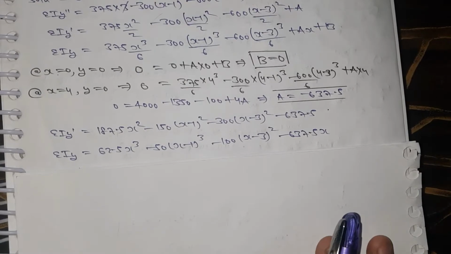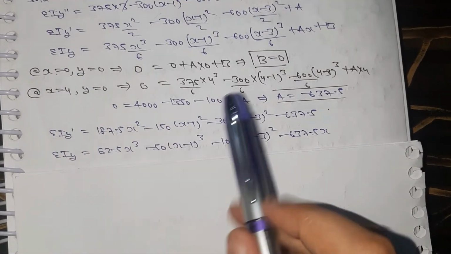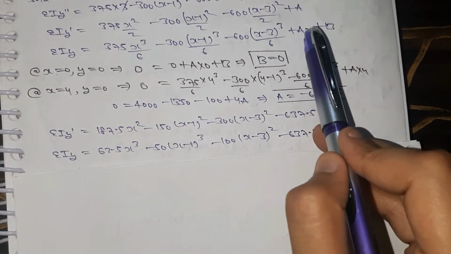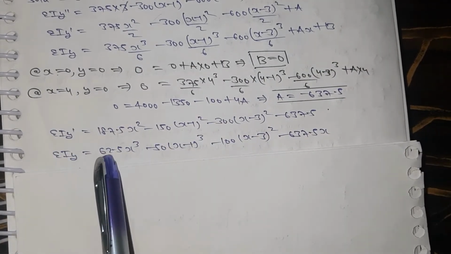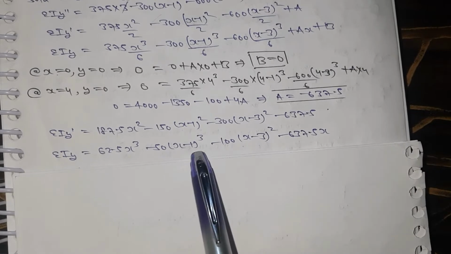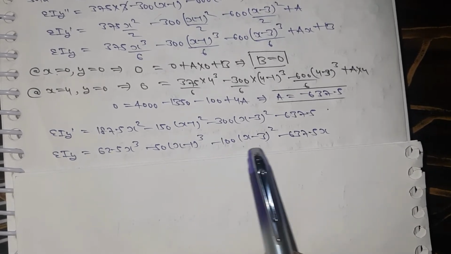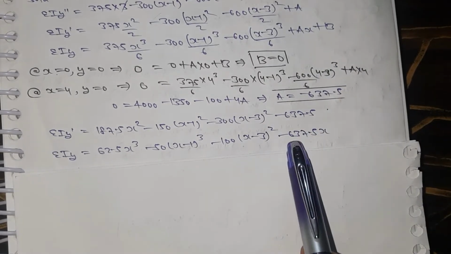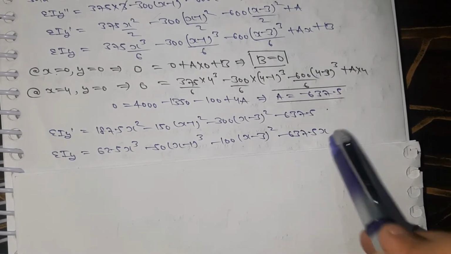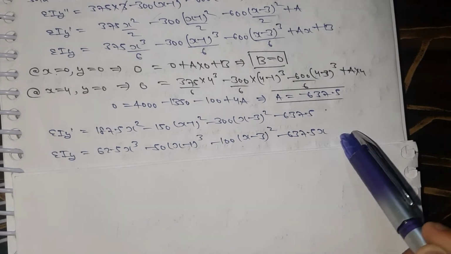Now similarly, in the same manner, I am going to substitute the values of a and b in this equation as well. So EI y will become 62.5 x cube minus 50 (x minus 1) cube minus 100 (x minus 3) cube minus the value of a I have substituted, that is 637.5 into x, plus b is 0 already, right?